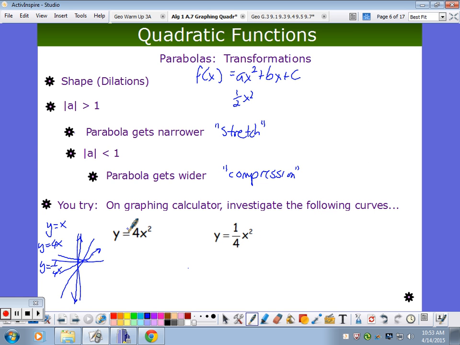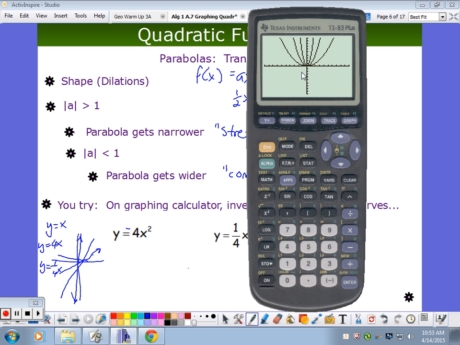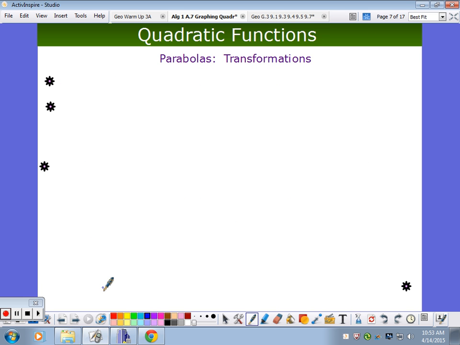What's going to happen if I put a negative in front of it? It's going to flip the other way. They're going to look just like this, but they'll be down here. So it gives us a sense of just by looking at the equation what they look like. It helps us with graphing.